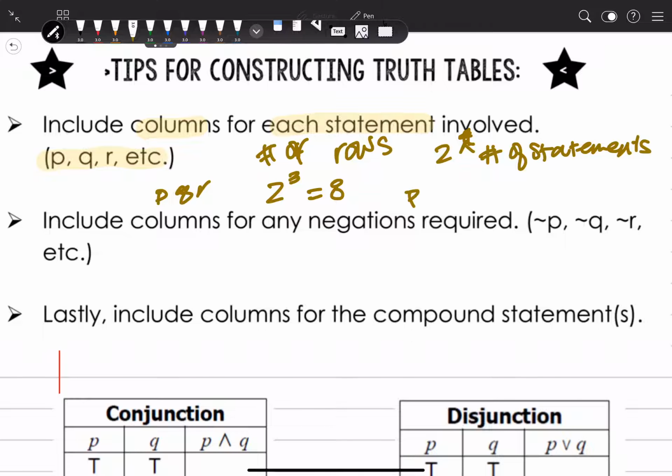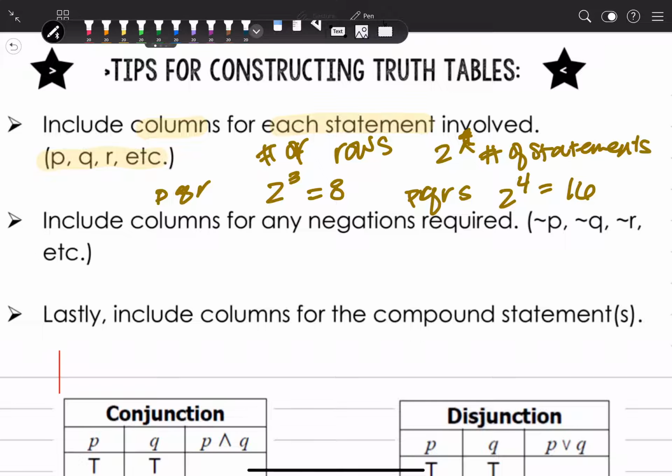Say you had P, Q, R, and S. Ooh. Then you would just do 2 to the fourth, which is 2 times 2 times 2 times 2. And that gets you 16. That's just kind of a quick tidbit.